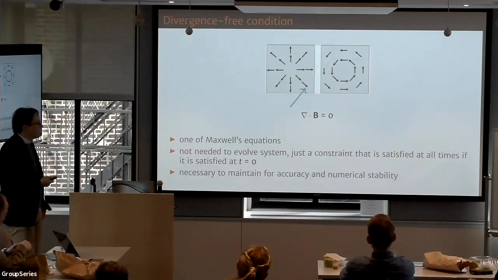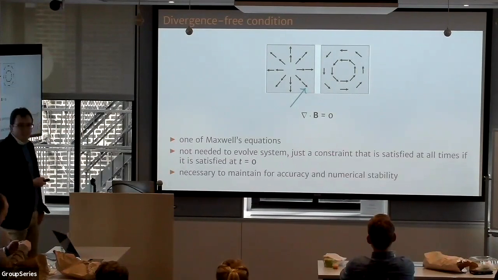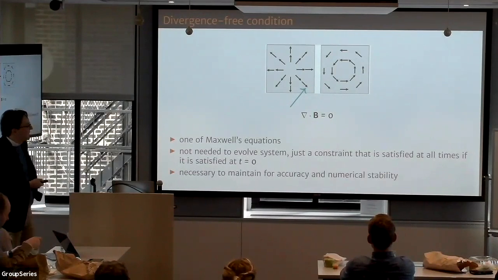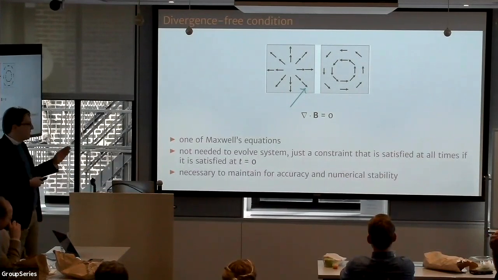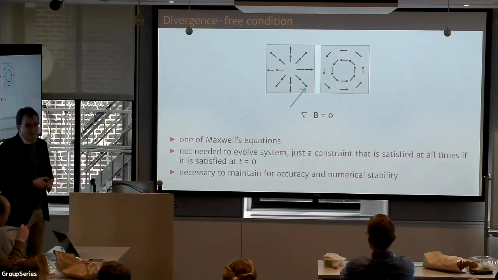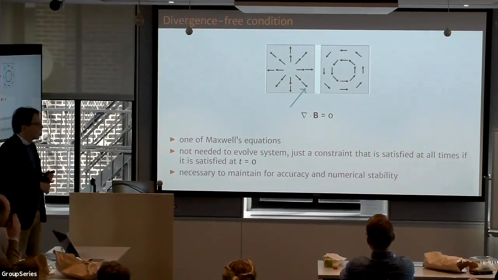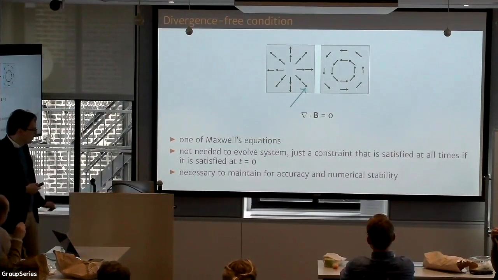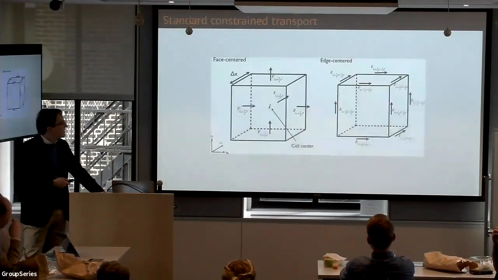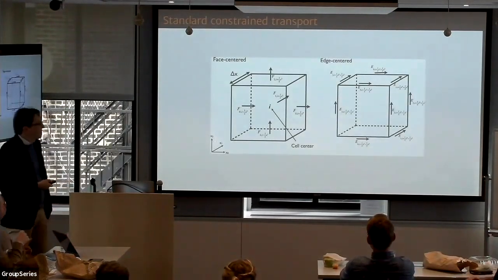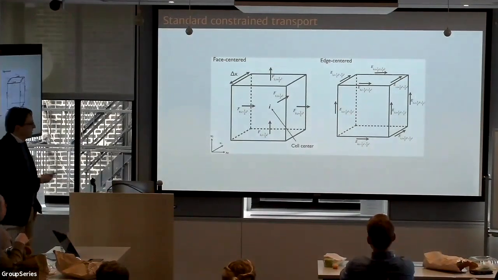principle to maintain, which is the divergence-free condition on the magnetic field. This is one of Maxwell's equations. It's just a constraint that's not needed to evolve the system, but it's a property that should be true. So if you start off with divergence-free fields, it should always stay divergence-free. And not maintaining this condition can actually lead to significant numerical instability. So the state-of-the-art solution is to use constraint transport algorithms to evolve the magnetic field.